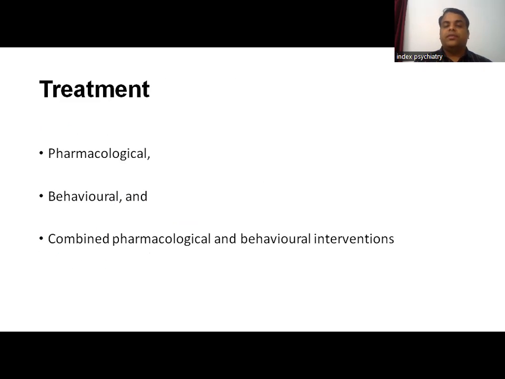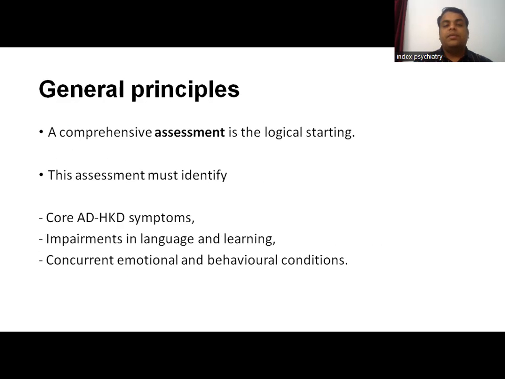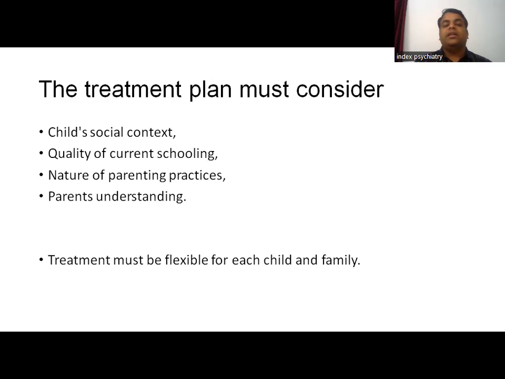Treatment: the first is pharmacological, the second is behavioral, and the third is combined pharmacological and behavioral intervention. The general principle is that a comprehensive assessment is the logical starting point. This assessment must identify core ADHD symptoms, impairment in language and learning, and concurrent emotional and behavioral conditions. The treatment plan must consider the child's social context, quality of current schooling, nature of parenting practices, and parental understanding. The treatment must be flexible for each child and family.